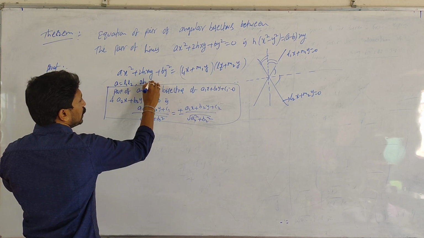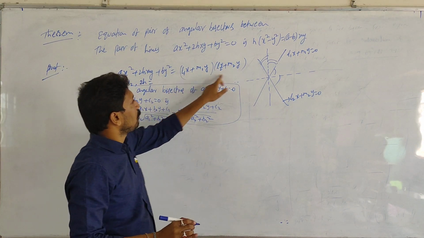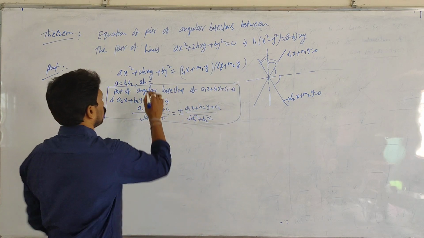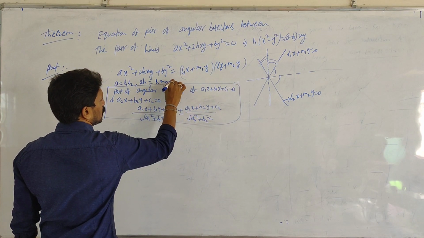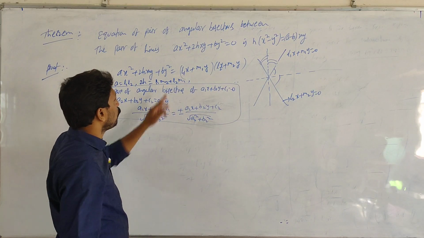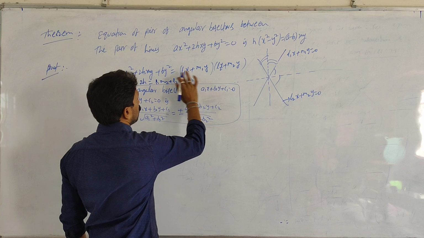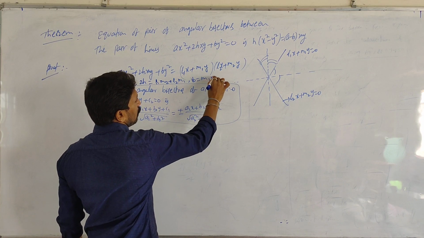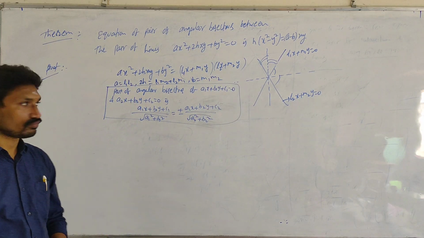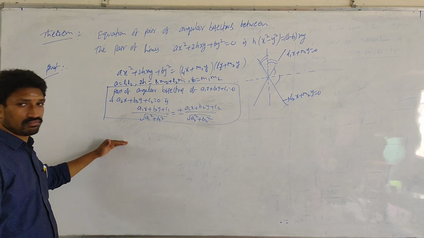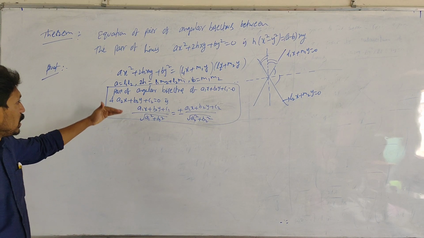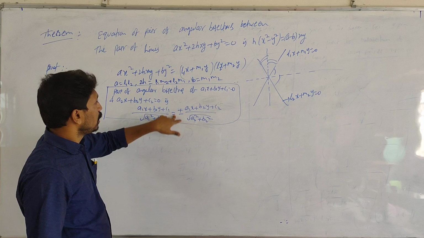And similarly, the 2h xy coefficient is l1 m2 plus l2 m1, and the y square coefficient, that is b, is equal to m1 m2. So now come to this one. Use this formula for this one.